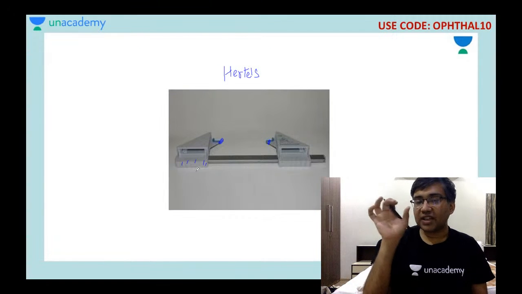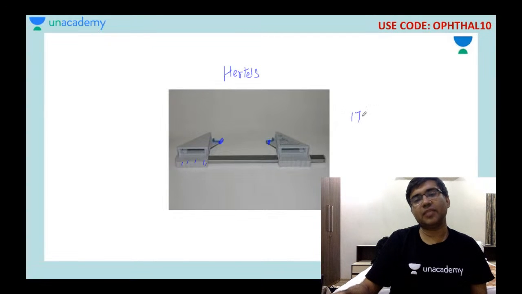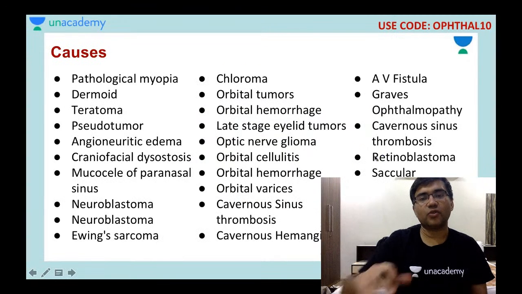Okay, so if it is more than 21, that is your proptosis, and even if, let's say, one eye is 17 millimeter and the other eye is 20 millimeter, this asymmetry is also pointing towards the proptosis. Okay, these 2 parameters you have to remember.